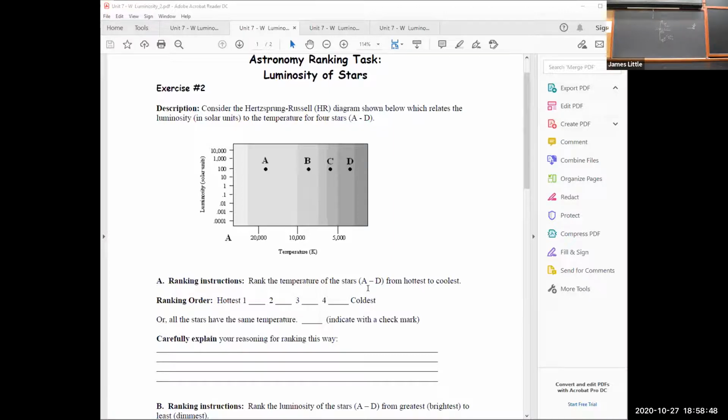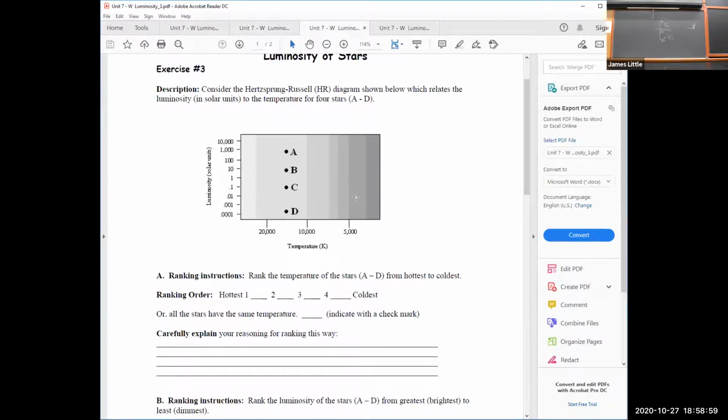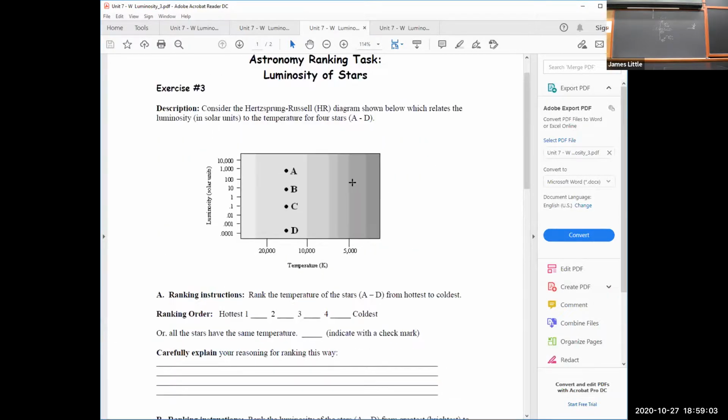So D is much bigger than C, is much bigger than B, is much bigger than A. Now let's consider the same thing, but somewhat backwards. Rank the temperature, rank the luminosity, rank the size. So pause, get your answer, unpause.